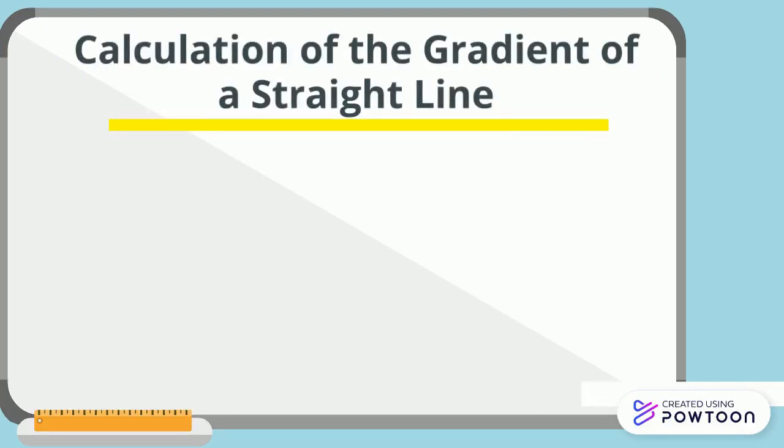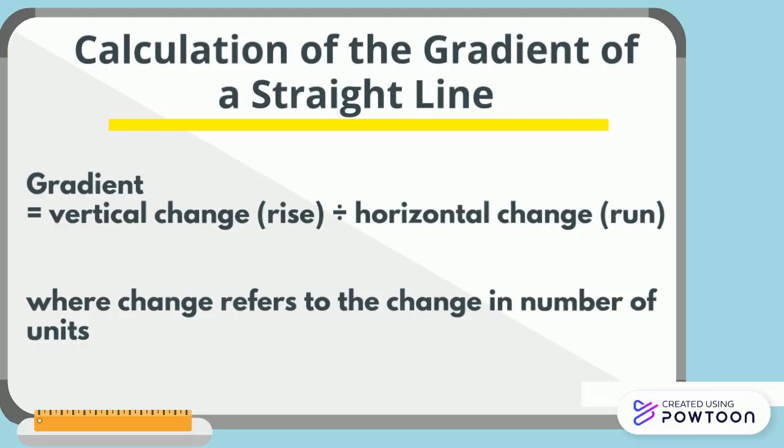So how do we calculate the gradient of a straight line? We simply take the vertical change, or the rise, and divide it by the horizontal change, or the run, where this change refers to the change in the number of units between any 2 points on the line.